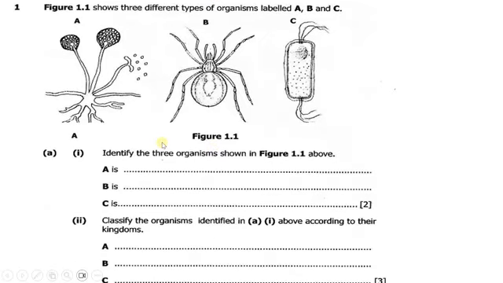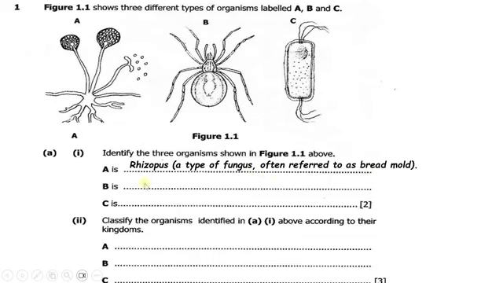Okay, so let's start answering the questions right away. So this one says figure 1.1 shows 3 different types of organisms labeled A, B, and C. Then A part 1 says identify the 3 organisms shown in figure 1.1 above. So organism A here is a rhizopus. You must understand that this one is a rhizopus, a type of fungus often referred to as bread mold.